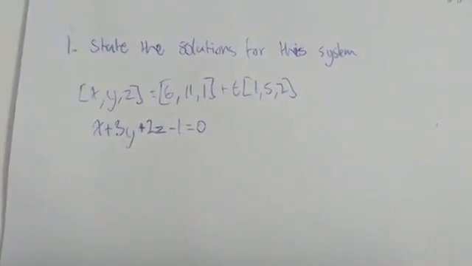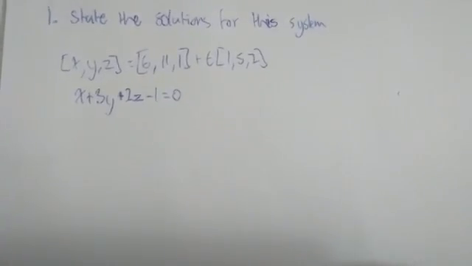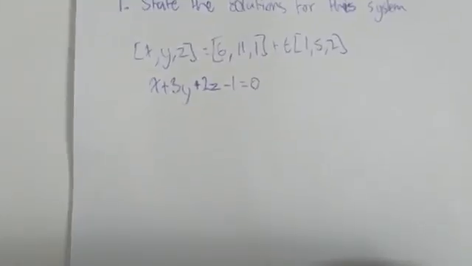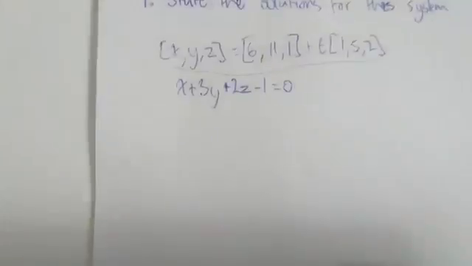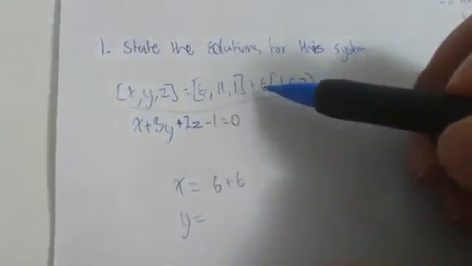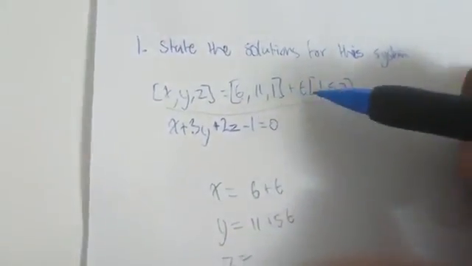Now we'll be looking at some examples. This example asks us to state the solution for this system. In order to do this, we first need to find the parametric equations, and we are able to do this by looking at this equation right here. We start off by finding the x value, which is 6 plus t. Then our y value, which is 11 plus 5t. And then our z value, which is 1 plus 2t.